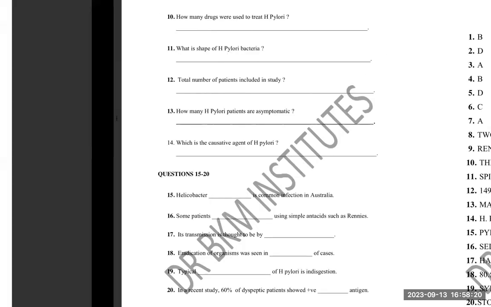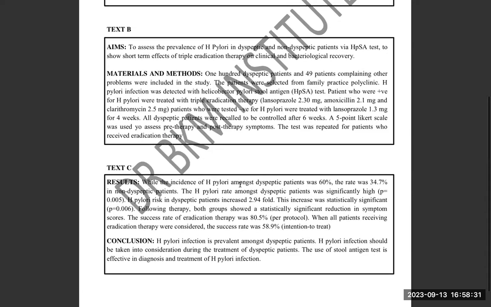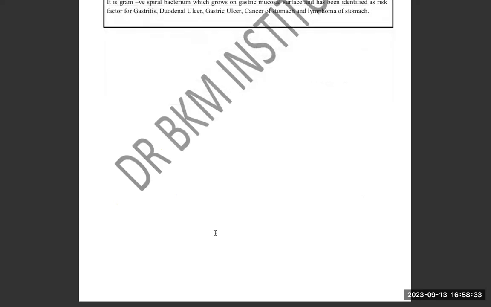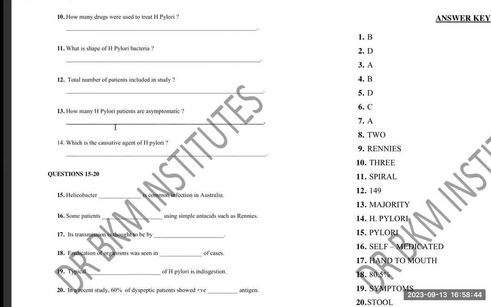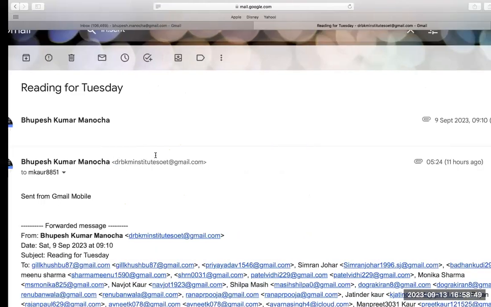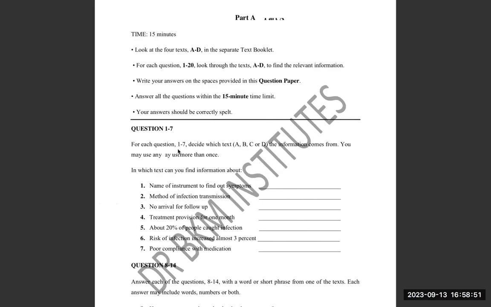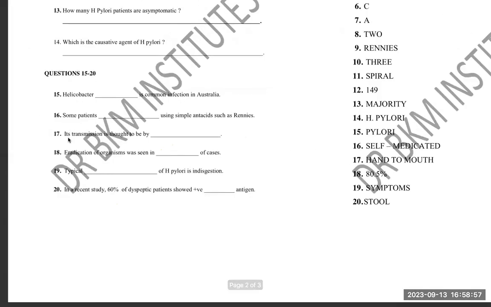How many H. pylori patients are asymptomatic? So I have to find the patients who did not have symptoms. I read somewhere that the patients who did not have symptoms used to have pre-therapy success. So how many? In most people, there are no symptoms. I can say the majority of the people. How many H. pylori patients are asymptomatic? The majority of the patients. That's the only thing I can write because the word majority is the only one that fits over here. So most of the patients, the majority of the patients.